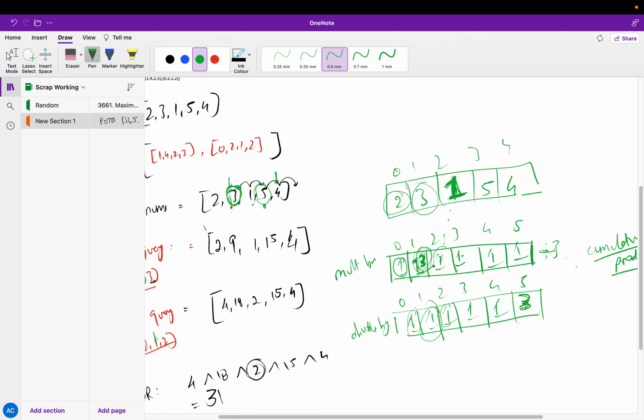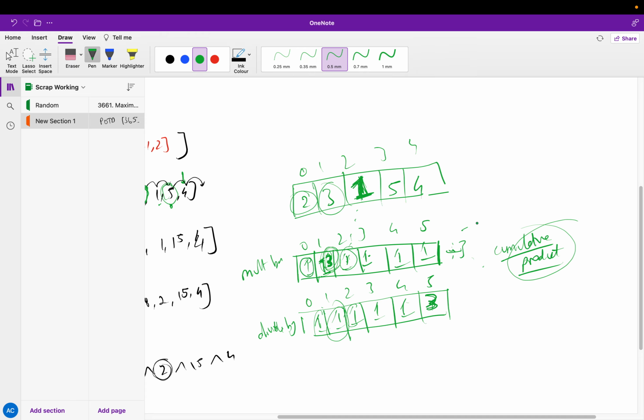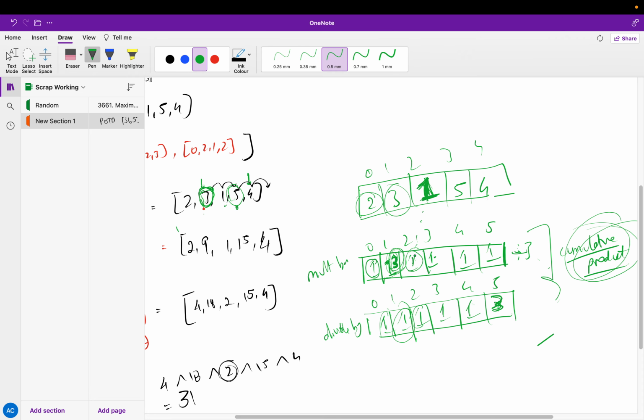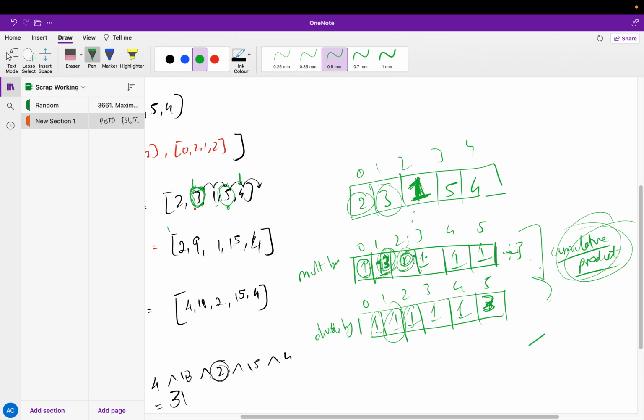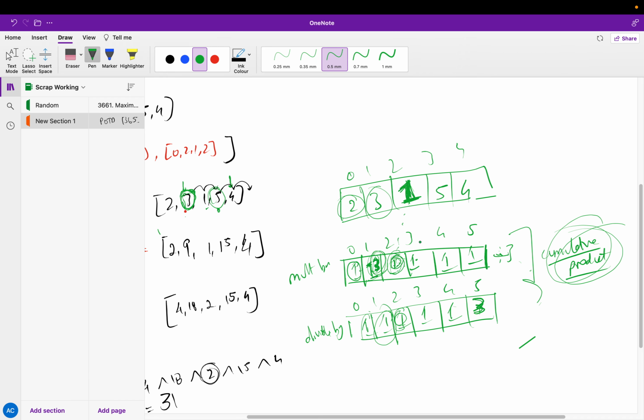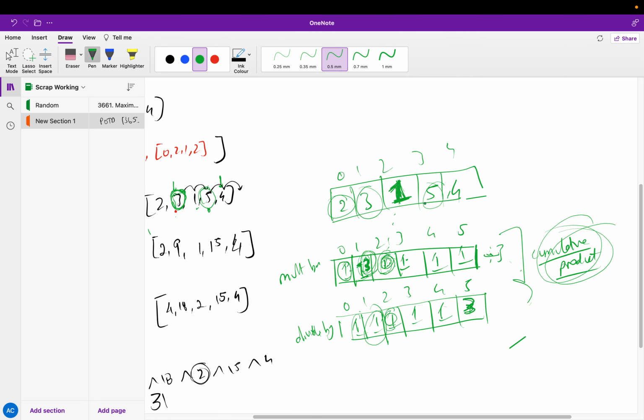So the cumulative product at this point would be 3. And after we've done all the queries, we can pre-process the cumulative sum. So the cumulative product at this point is 3, 1 times 3 times 1. And the cumulative product down here is 1. So we multiply by 3, divide by 1. Same instinct here. Multiply by 3, divide by 1. Multiply by 3, divide by 1.